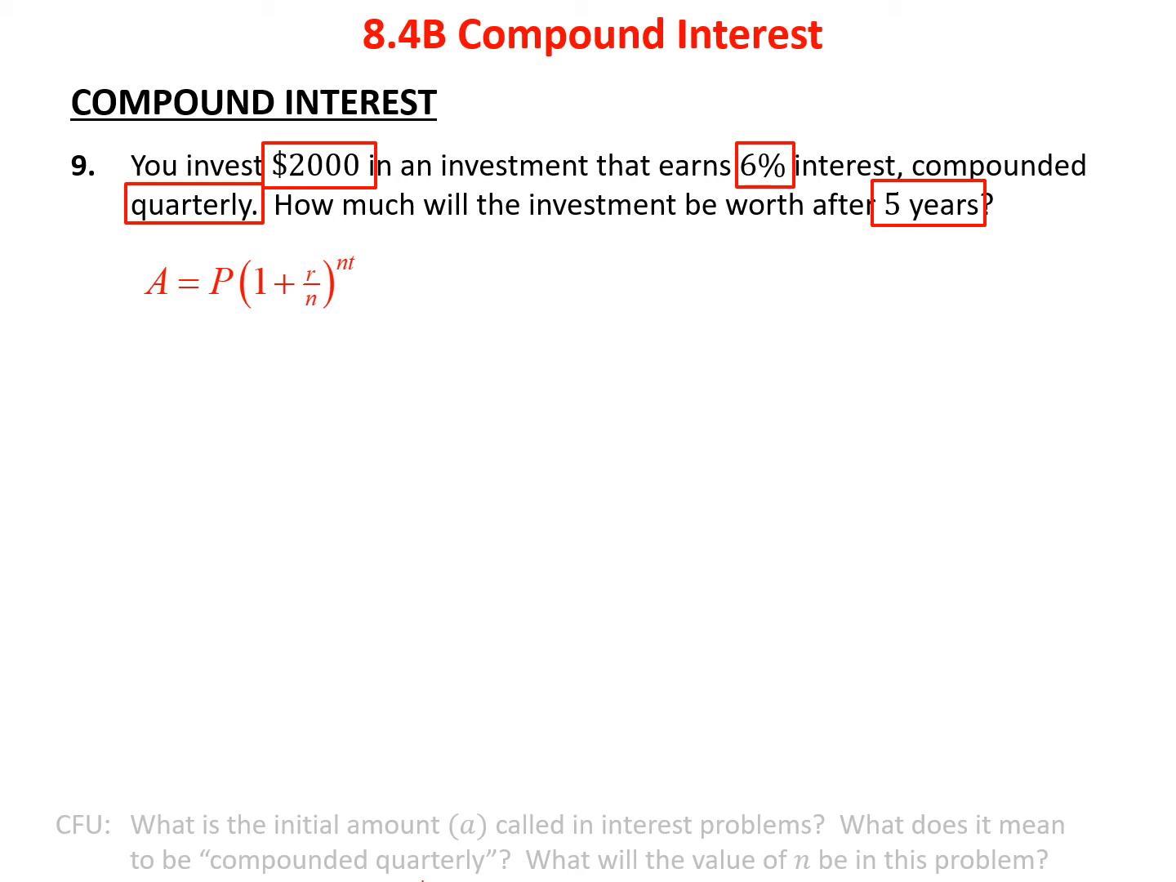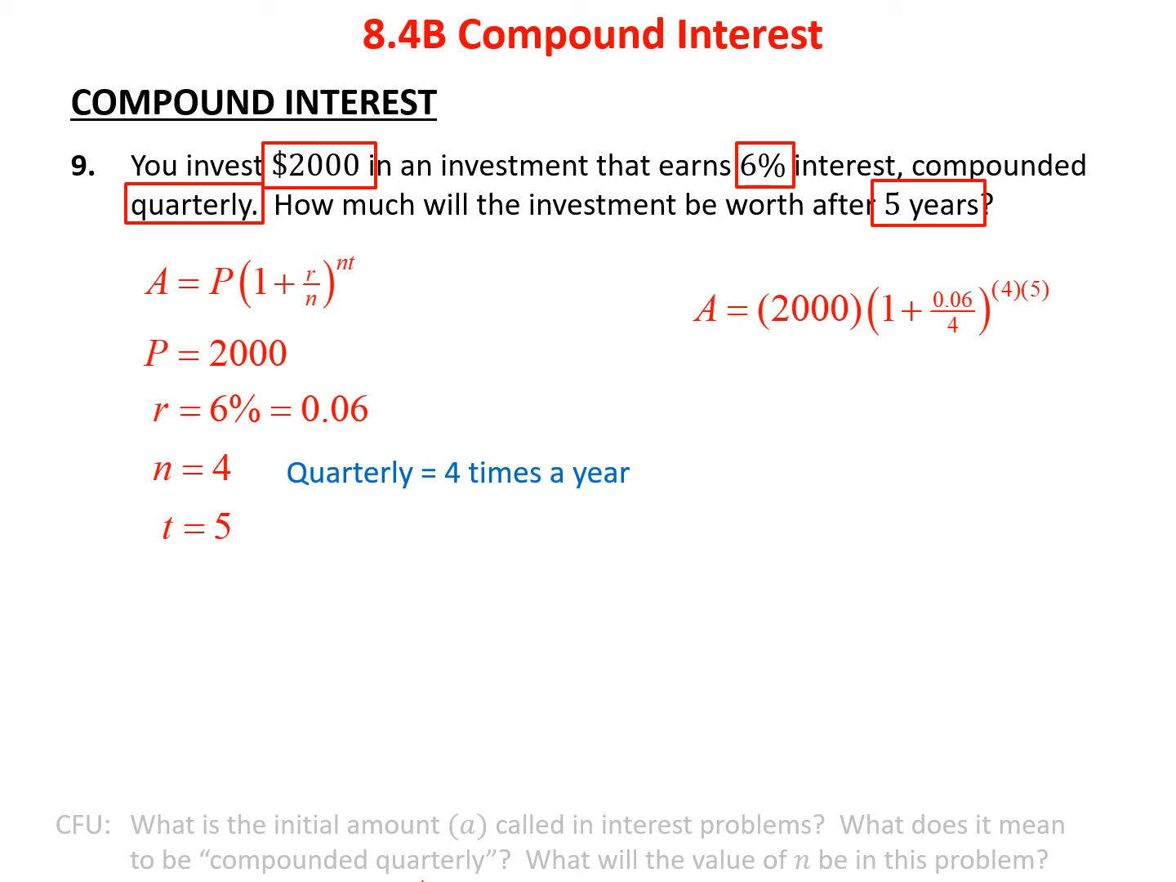And then how many times am I going to apply it? Well, I'm going to apply it 4 times each year times 5 years. So P, our principal, is 2,000. The rate of interest is 6%. N is 4 because quarterly means I'm going to do it 4 times a year. And I want to know how much it'll be worth in 5 years. So there's my equation. Again, look at it carefully. It's not as complicated as it looks.